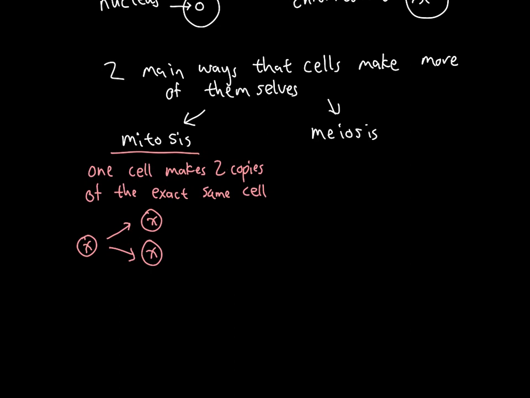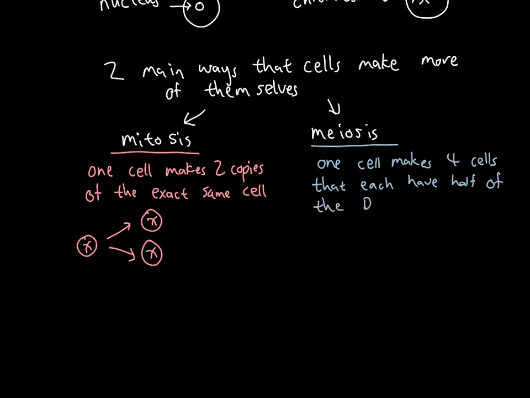And let's do meiosis. Meiosis is a little different. Instead of just one cell making two copies, it's actually one cell making four cells that each have half of the DNA. So what does that mean, right? That sounds a little more complicated, but it's not really that complicated.